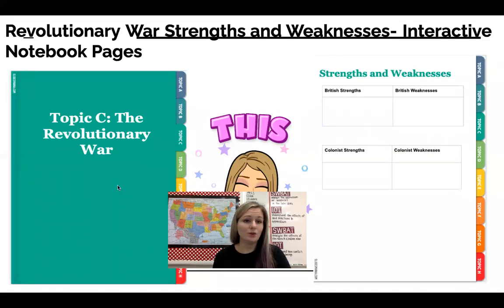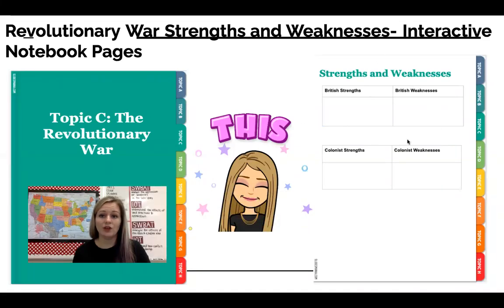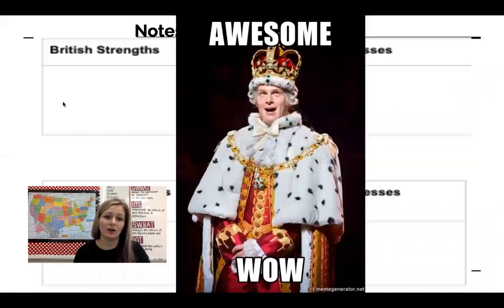In your interactive notebook, you're going to want to come to this page right here on strengths and weaknesses. So you've got the boxes here for the British strengths and British weaknesses, colonist strengths and colonist weaknesses. So you're going to be filling that out. So let's go ahead and jump into it.